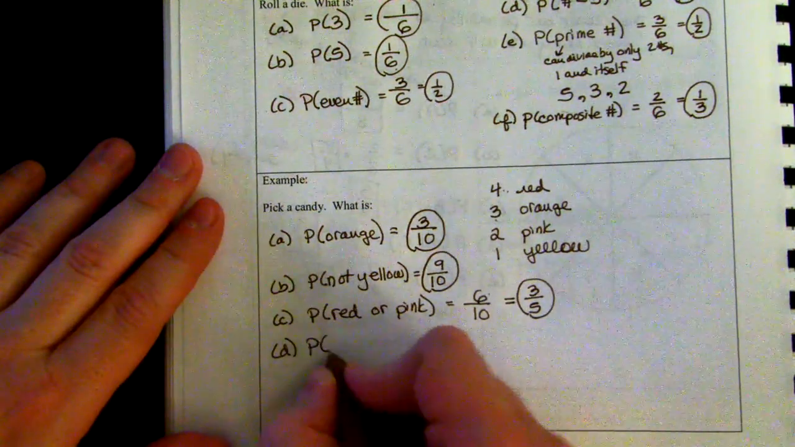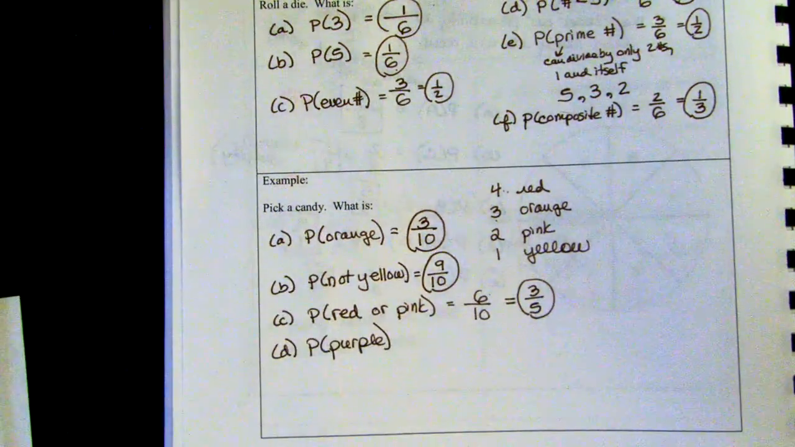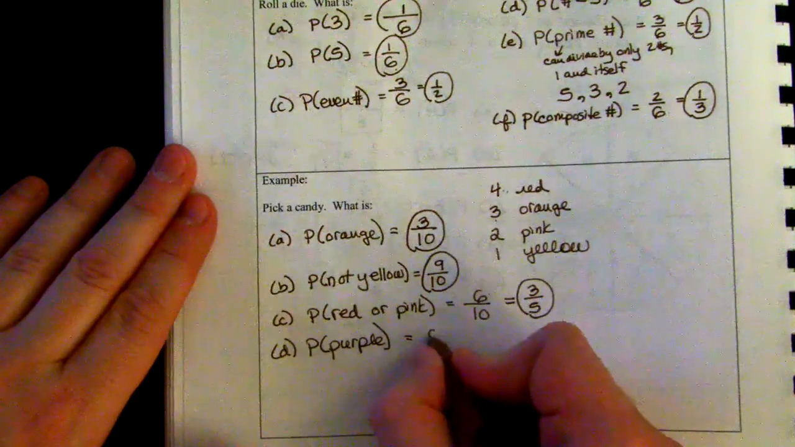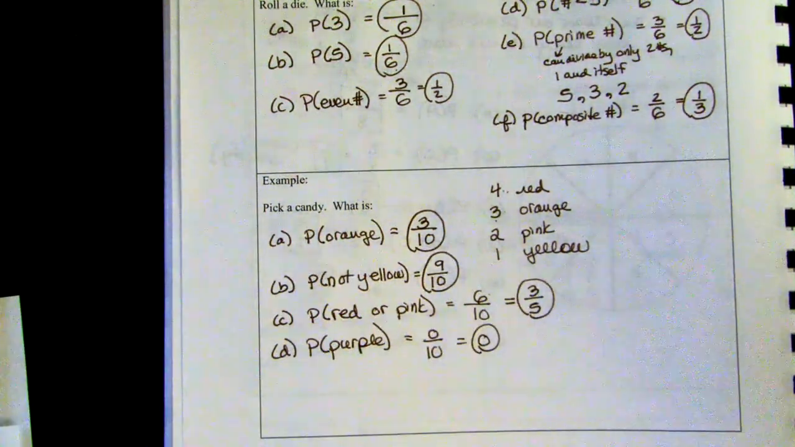D, probability of picking a purple candy. What's that probability? Well, there aren't any purple candies, 0 out of 10, and I can simplify that to just 0.